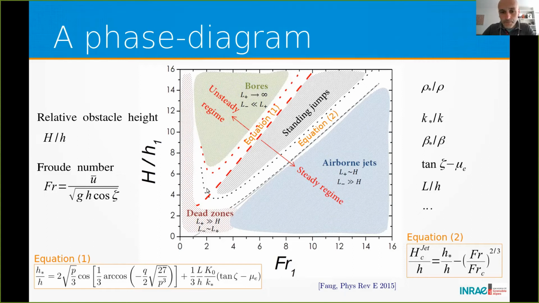And if you decrease the Froude number, at some point, the flow is no longer supercritical, and you can form a dead zone coexisting with a jet. This is a very particular situation. And to be honest, we really need to understand this much better. And the frontier between the dead zone, the standing jump area, the bore area, and the airborne jet area is not so clear.